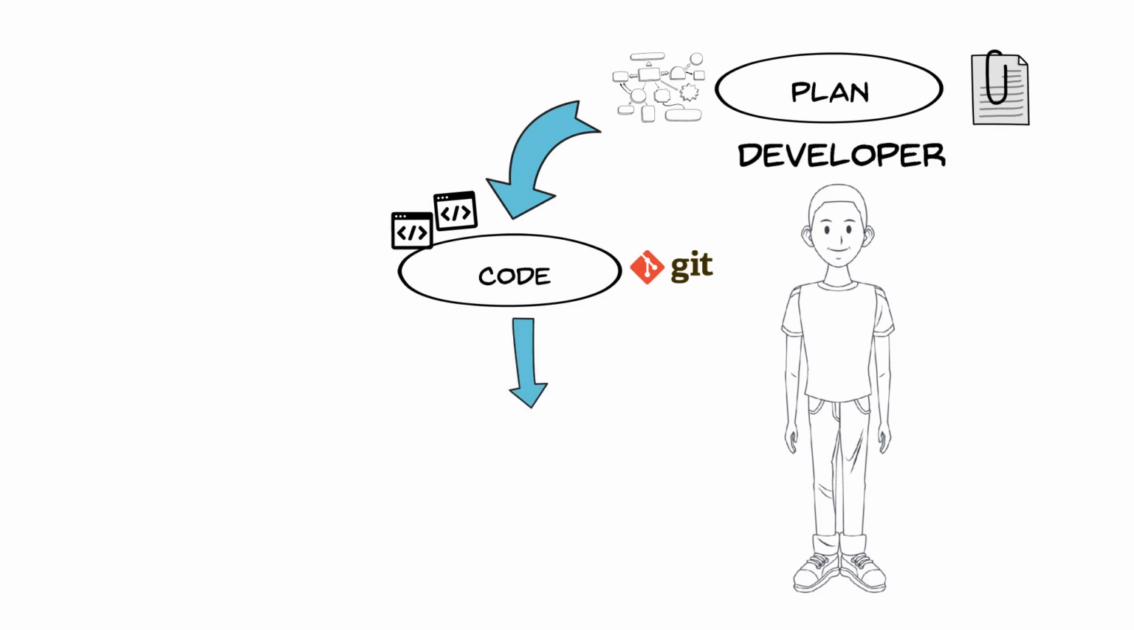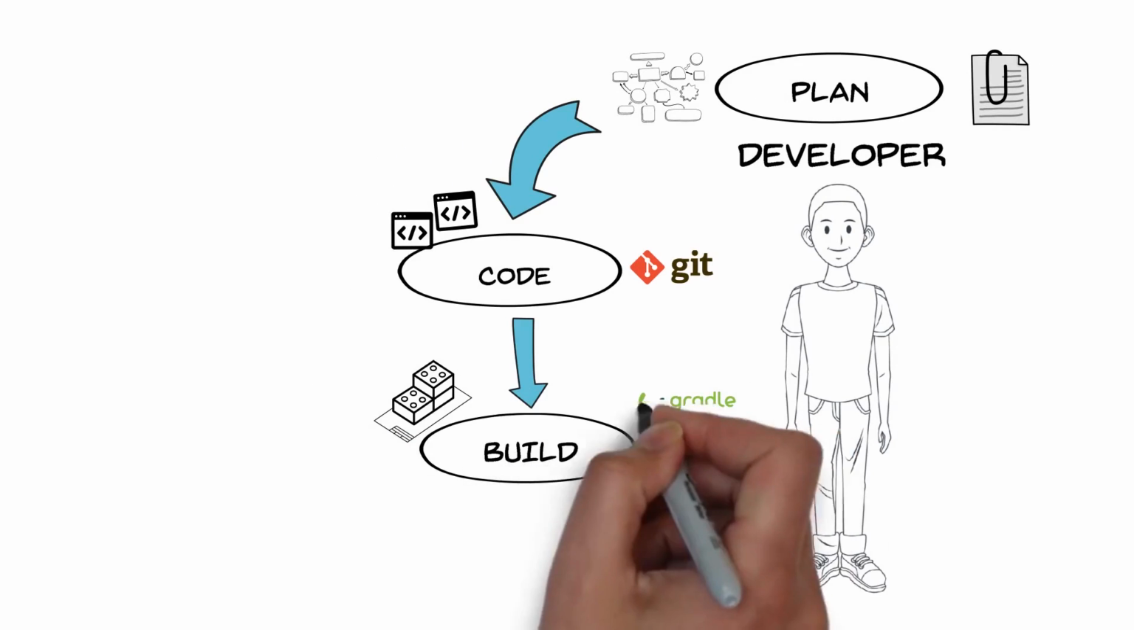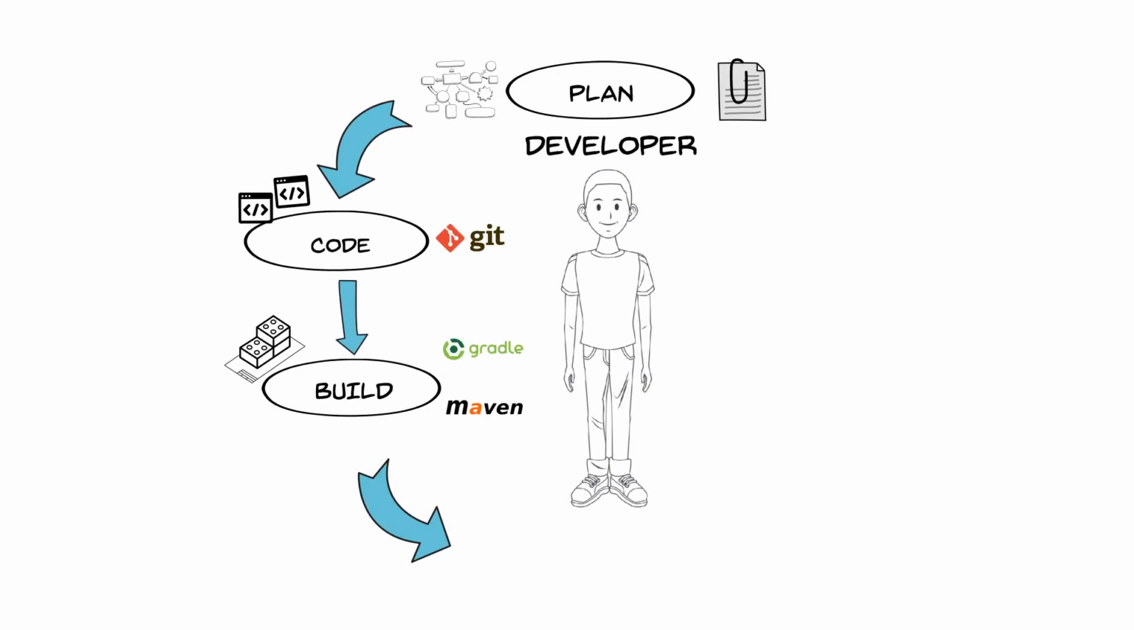Next, this code is fetched and made executable. This is the build stage. Tools such as Gradle and Maven will sort this out. Now before deployment, the product is tested to catch any bugs. The most popular tool automating testing is Selenium.